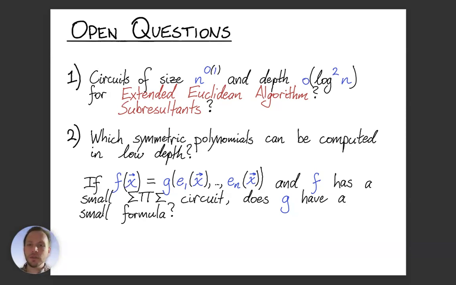Say you have a symmetric polynomial f. You can always write it as g composed with the elementary symmetric polynomials. Suppose f has a small depth 3 circuit. Does g have a small formula? We don't know how to approach this, but it would be interesting to answer this question in either direction.